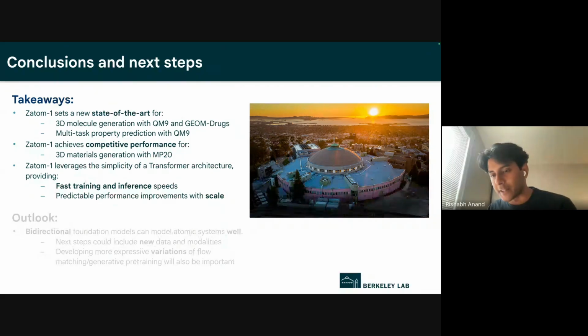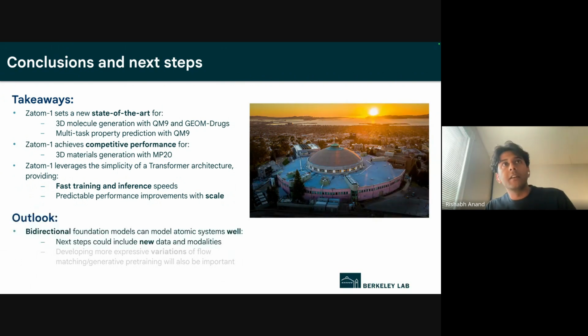NVIDIA GTC is happening this week, and there's a lot of really fun stuff that's come out when it comes to optimizing transformer performance for LLM training. What would that look like when you port it over to the molecular space? And that's exactly the kind of stuff that you see in faster training, faster inference, being able to study the scaling laws on such a pipeline. Something to look forward to.